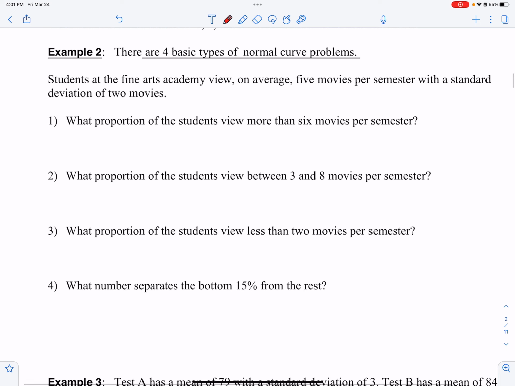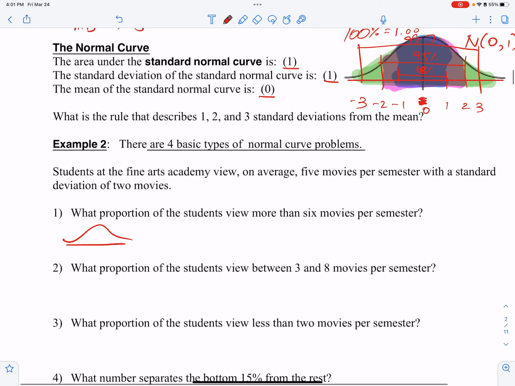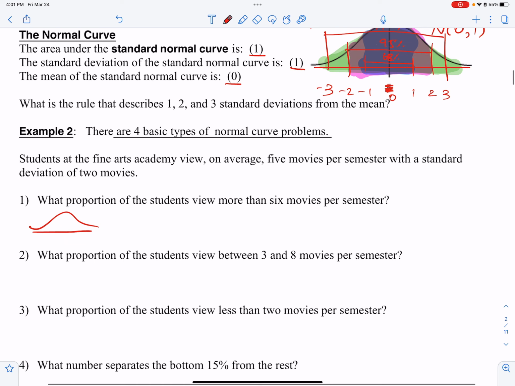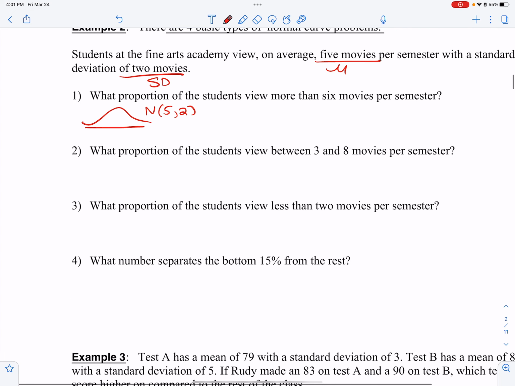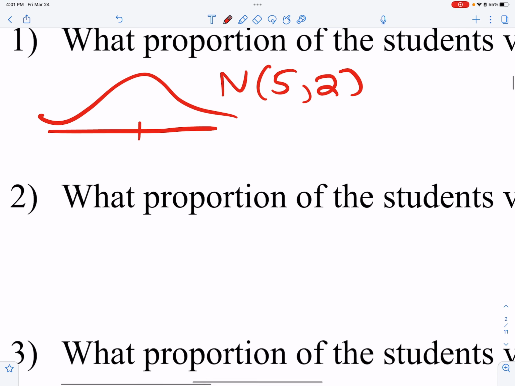So this is how I'm going to have you write them out. What proportion of students view more than 6 movies per semester? Students in the fine arts view on average 5, so that's my mean, and a standard deviation of 2. So this normal model is 5 and 2. I would mark 5, 7, 9, 11, 3, 1, -1.